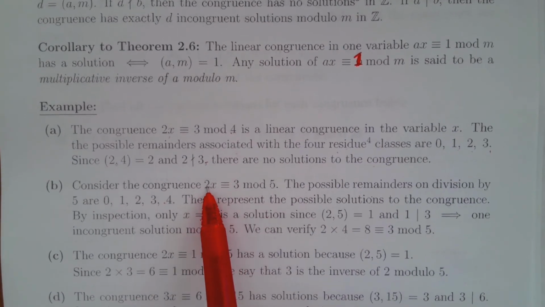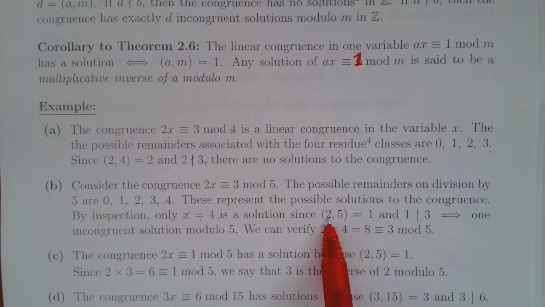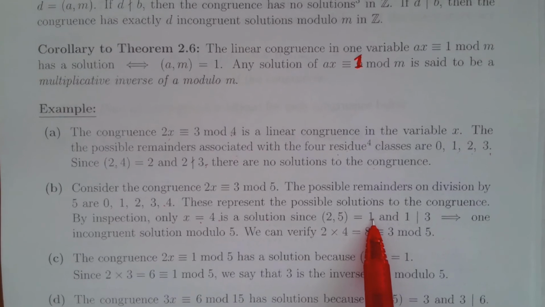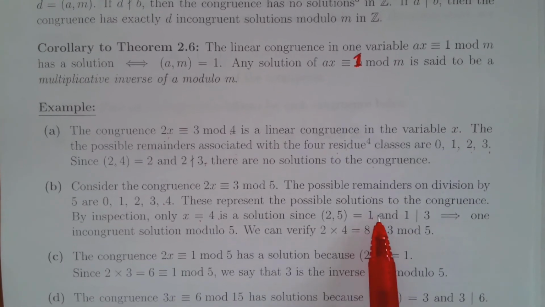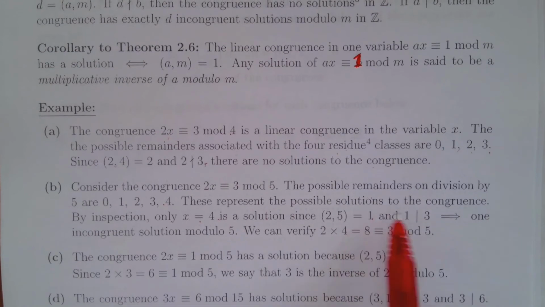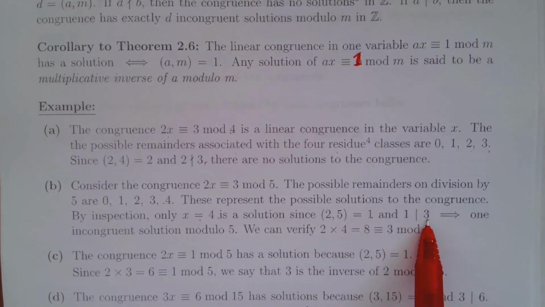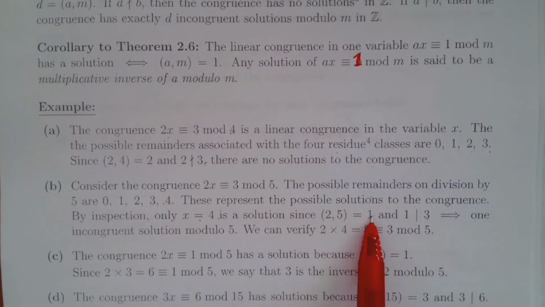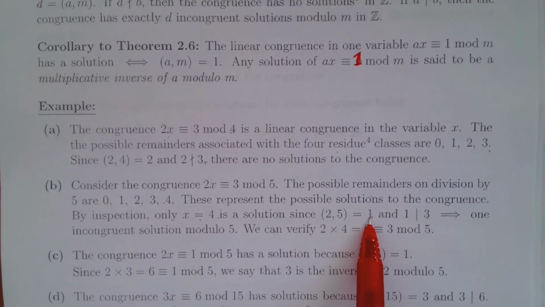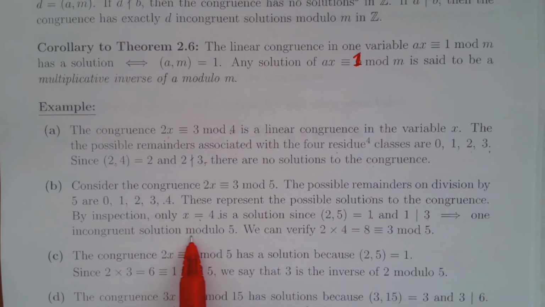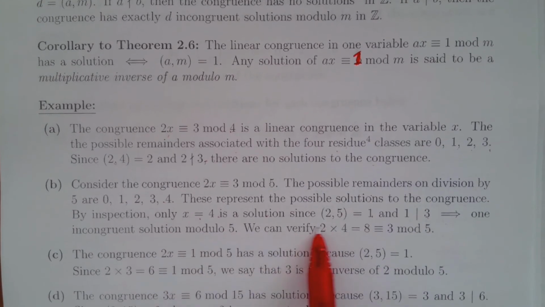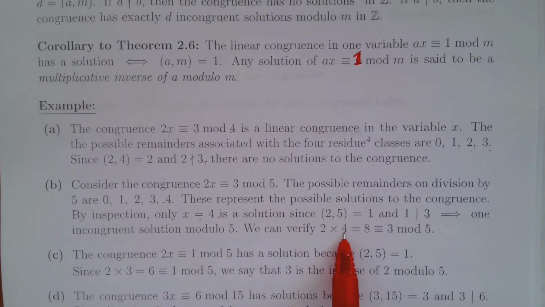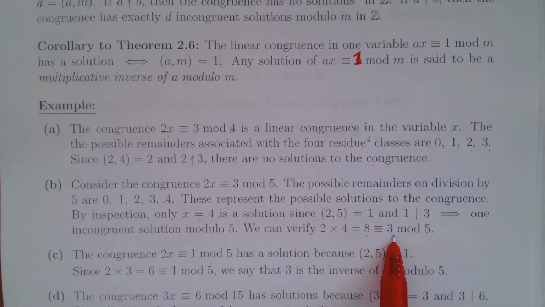Well, I look at 2 and I look at 5 and I ask, what's their greatest common divisor? That greatest common divisor is 1 because they're relatively prime, being 2 prime numbers. And we know that if they're relatively prime, then 1 will for sure divide whatever this is, and 1 does divide 3. So we have a solution, but it's only going to be one incongruent solution modulo 5. We can verify that x equals 4 is a solution: 2 times 4 is 8, which has 3 left over on division by 5.